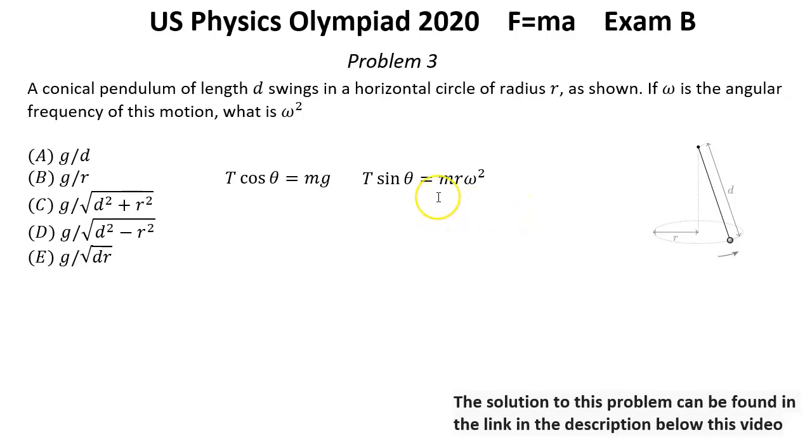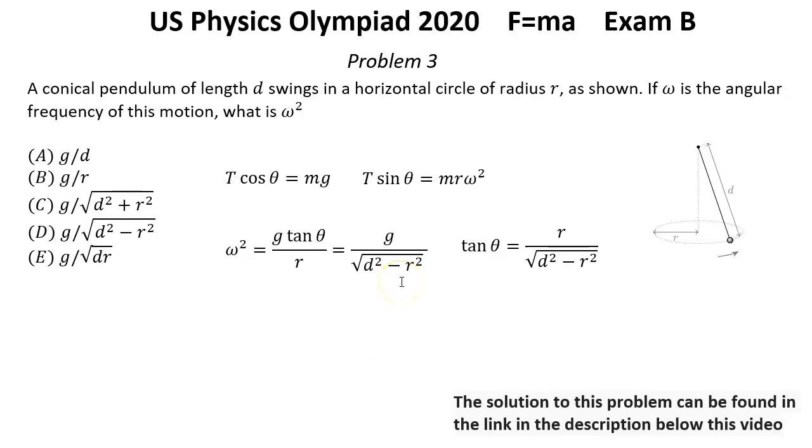Now let's divide the second equation by the first equation. We have omega squared equals g tangent theta over r. But tangent theta equals r over the square root of d squared minus r squared, which gives us omega squared equals g over the square root of d squared minus r squared, which is answer D, and that was the solution for problem number 3.